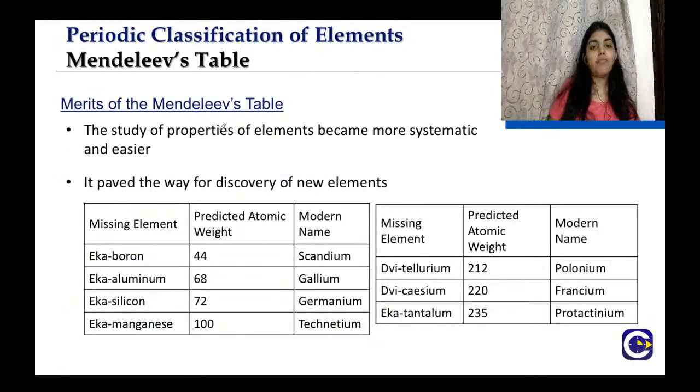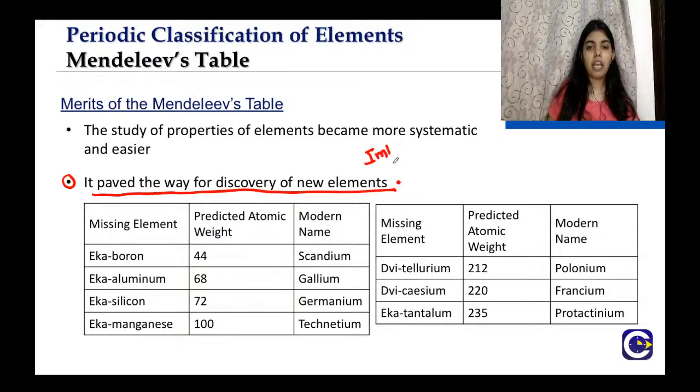Now, the study of properties of elements became more systematic and easier, right? So Mendeleev's table was widely accepted, while the same work was done by Mayer also, but it was in graphical form, so it was very difficult to understand the graph. Rather, the table was easy. So Mendeleev had a more pronounced name than Mayer, right? Also, the second merit, which is very important, was that it paved the way for the discovery of new elements. Basically he left spaces for new elements to be added, right?